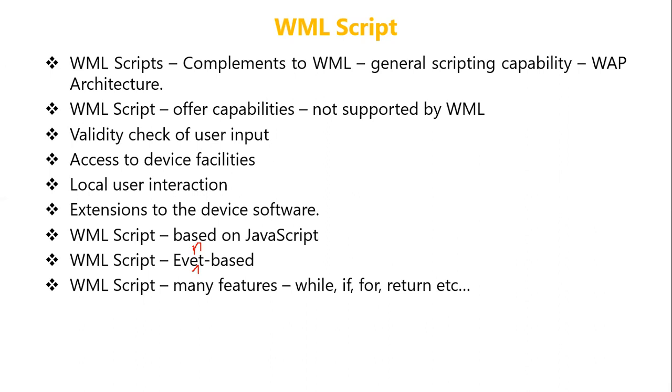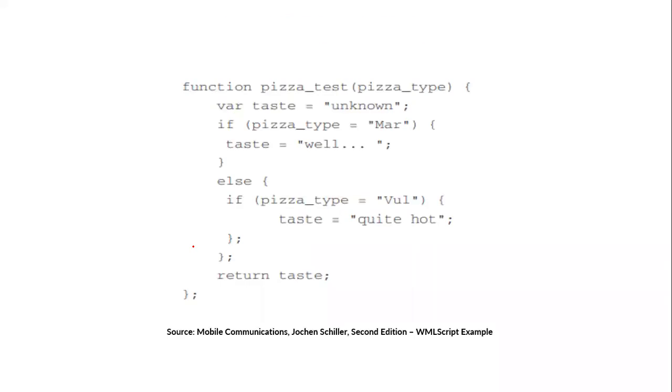That is, WML script can set and read WML variables. It can read WML variables and also it can change its values. And WML script provides many features from standard programming languages such as while loop, if, for loop, return, etc. It is a weakly typed language. That is, you need not specify the data type. The data type will be taken automatically.